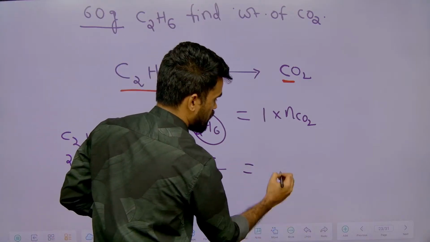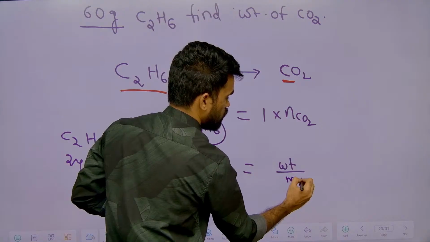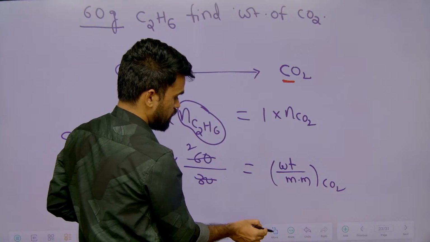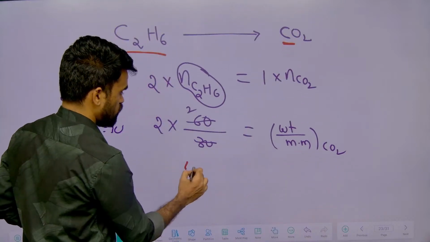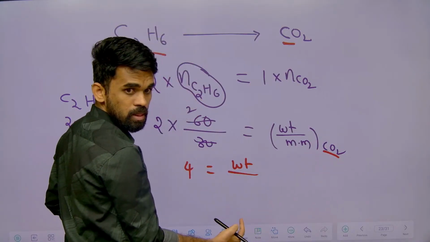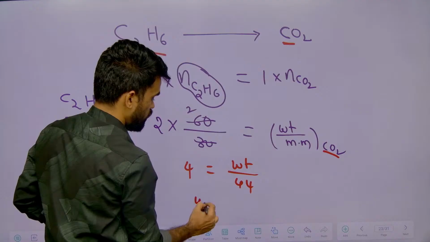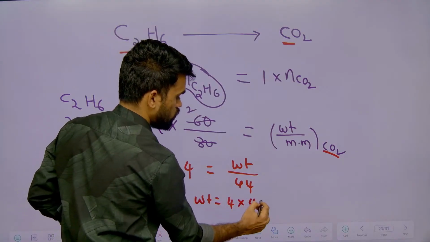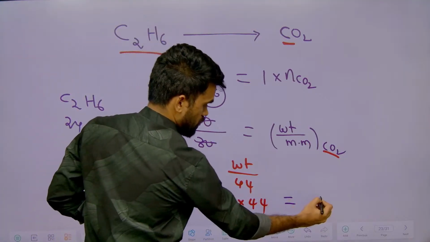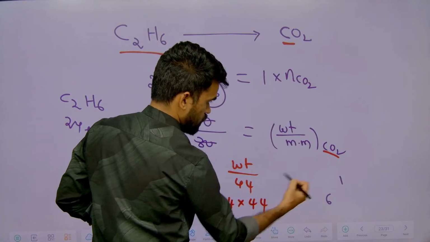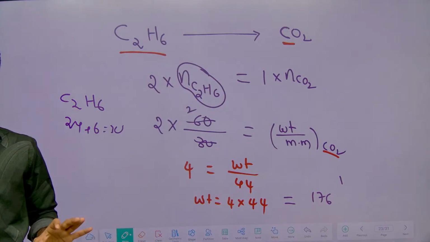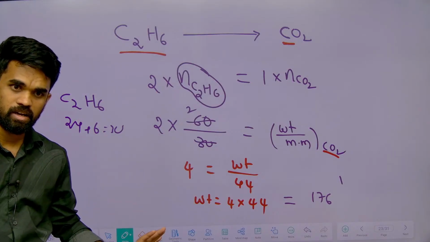Number of moles means given weight by molar mass of CO2. So this is 4. This side weight by molar mass of CO2 is how much? 44. Then weight will be 4 into 44. How much is it? 176. Is this clear or any confusions?